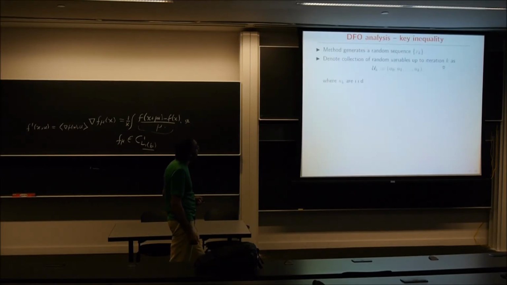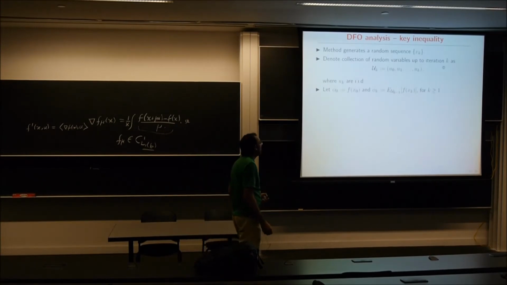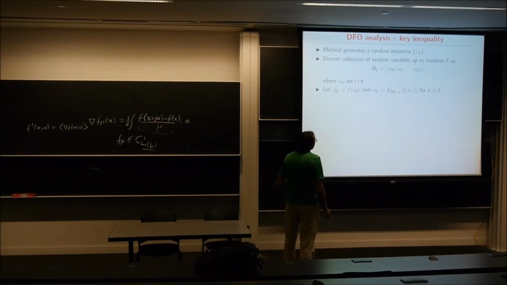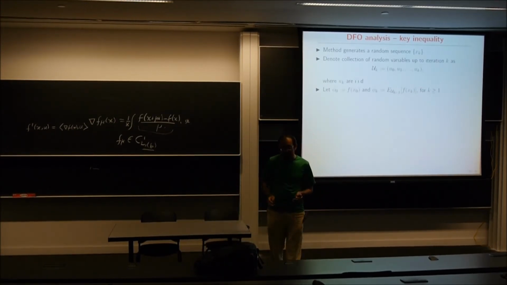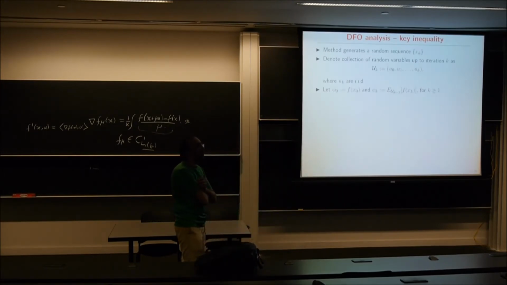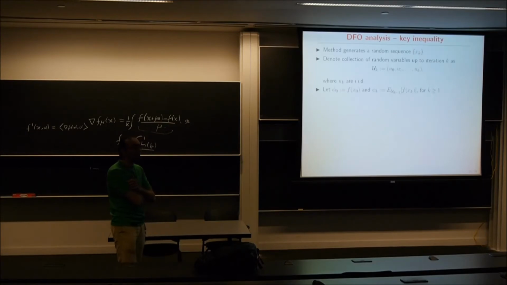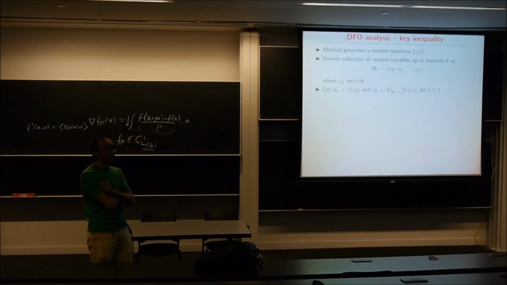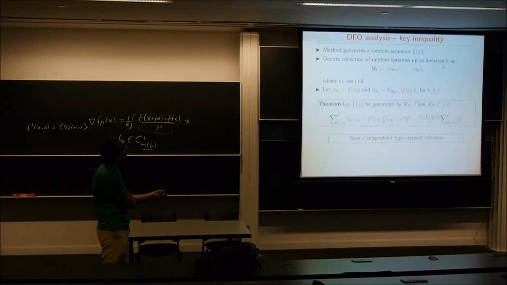You generate a random sequence and you try to analyze how well that randomized method performs. You wish to analyze in expectation, after all these random samples for simulating your directional derivatives or subgradients, how much progress have you made? So in expectation after t steps, there is a master inequality.